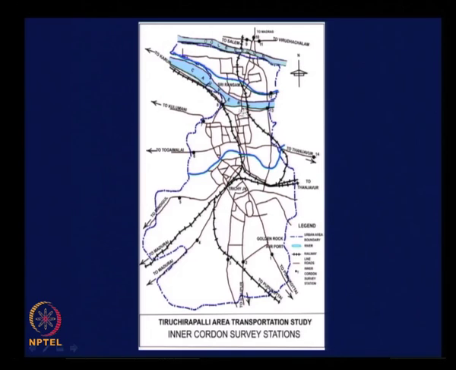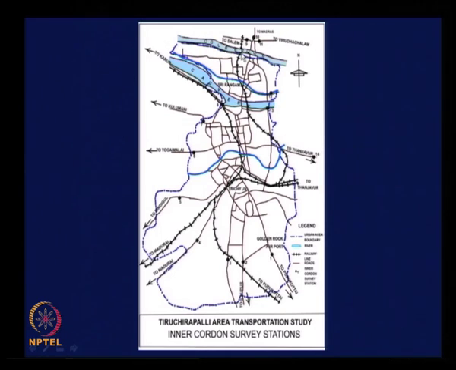And this is what we need to understand about the practical difficulties. For example, this is the Srirangam urban area. It is practically an island between two rivers, and look at the survey stations. They are located outside your urban area. This is the urban area boundary, but the cordon line survey stations are located outside. Normally it should be inside or at the point of crossing.